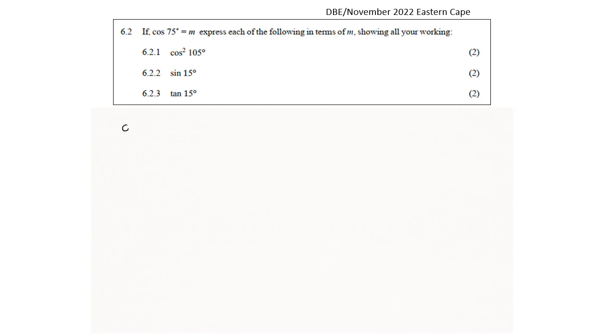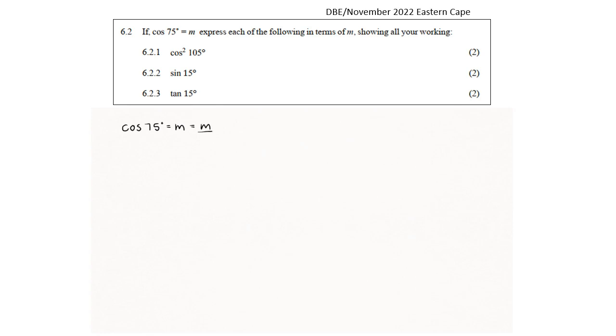In the next question, they give us the following. Cos of 75 degrees is equal to m. And we have to express each of the following in terms of m, showing all our working. Now let's first do the following. If they say that cos of 75 degrees is equal to m, we can change m to a fraction and write it as m over 1.